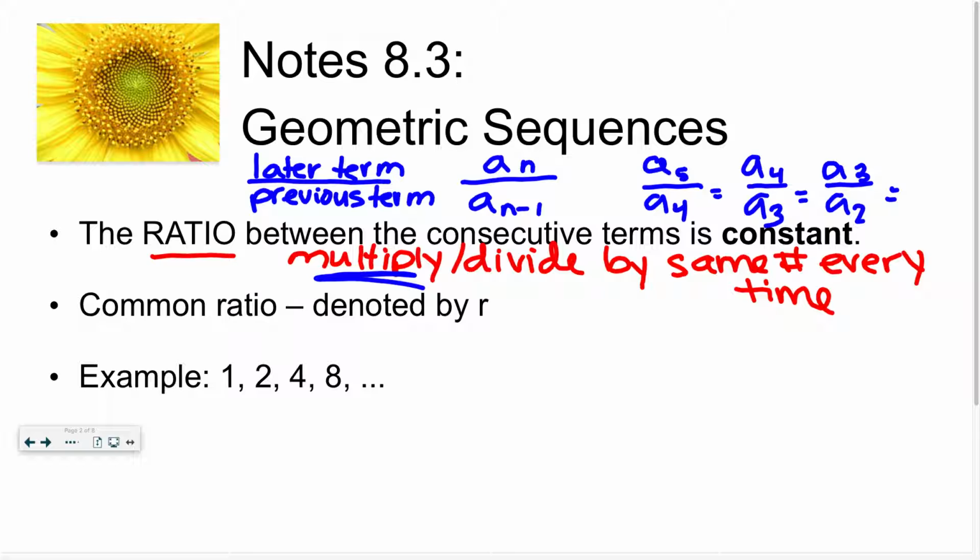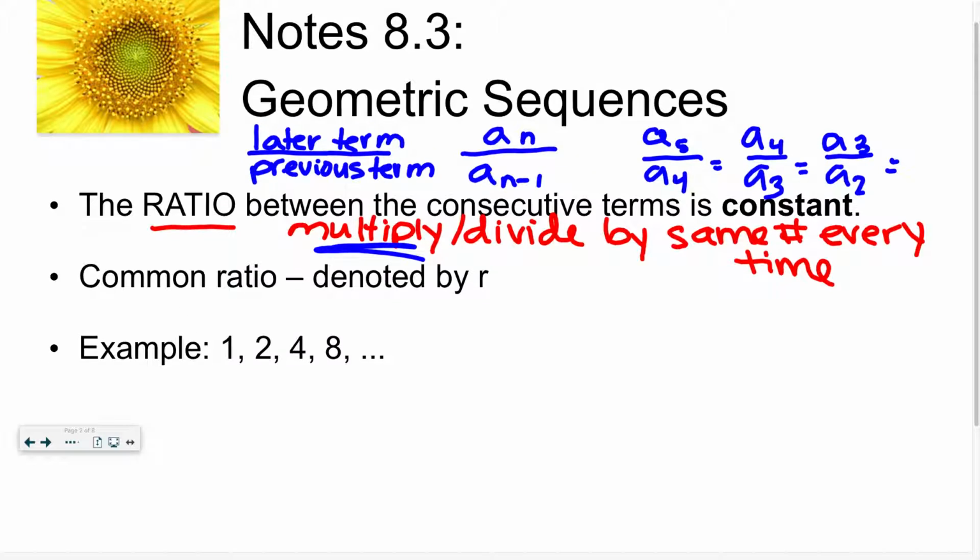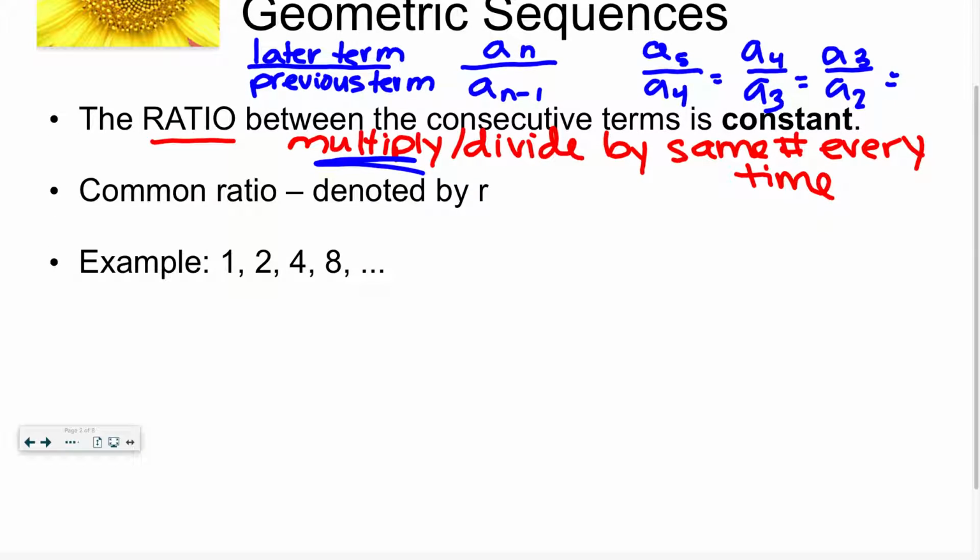Like I said, sometimes you don't have to do all that work because you're like, oh, duh, I'm multiplying by 5 every time. Okay, that's easy to see. If it's a fraction, it might be harder for you to see, so do later term divided by previous term. And let's look at this example. Okay, we're going to call common ratio R instead of D for common difference. That's the arithmetic only. Here's our example: 1, 2, 4, 8. Geometric? Yeah, what's your common ratio? 2. So we would say here it's geometric. R is equal to 2.